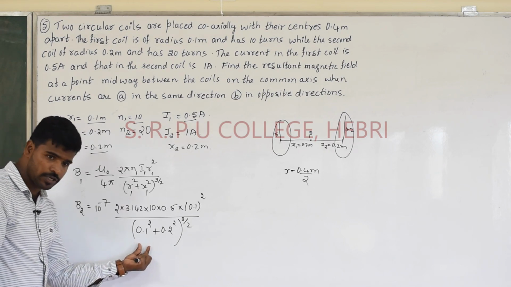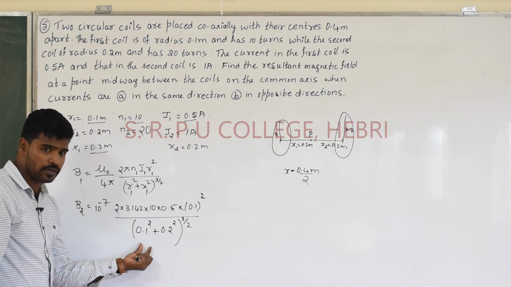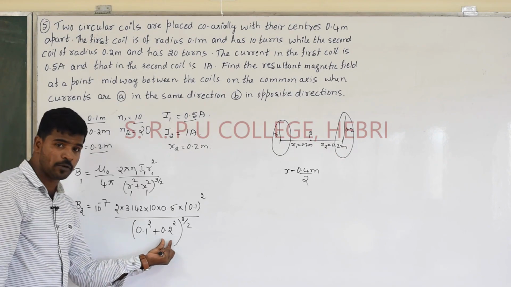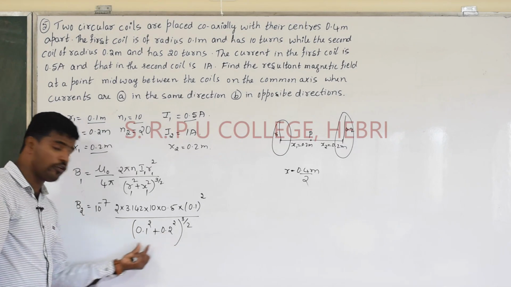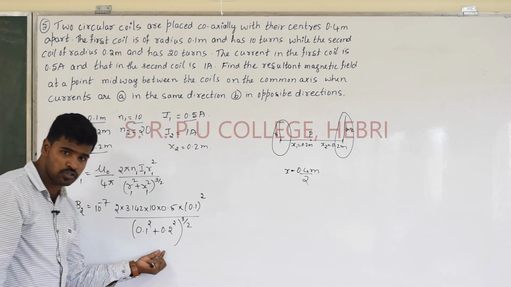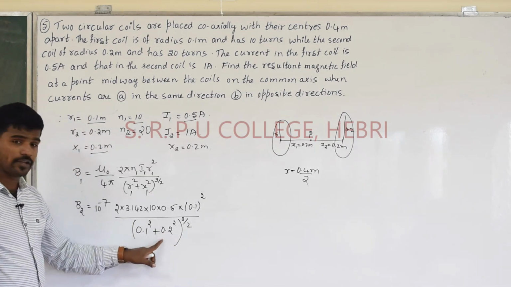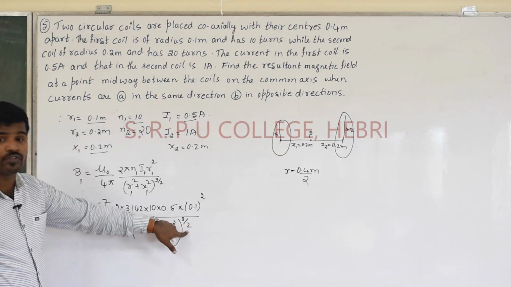0.1 square is 0.1 into 0.1, that is 0.01. Then 0.2 whole square is 0.2 into 0.2, that will be 0.04. Is it clear? Then we have to add it, 0.01 plus 0.04, that will be 0.05. Now we have to take the square root of that value.